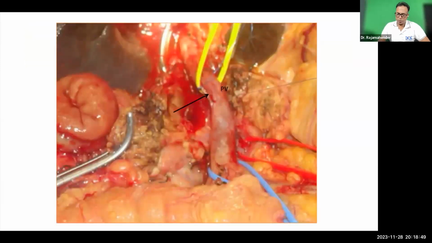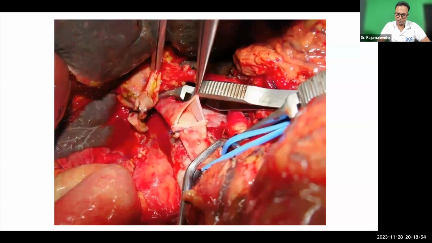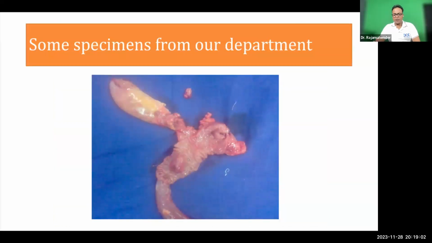Epsilon sign. So you can see a Whipple's operation going on here. You can see the portal vein. I'll show you the videos of this. You can see a portal vein infiltrated. The portal vein is resected and reconstructed. So this is a portal vein reconstruction done for a patient.